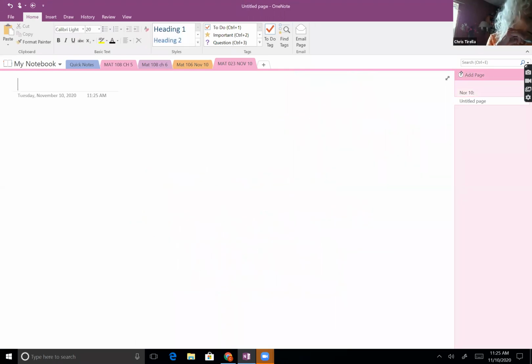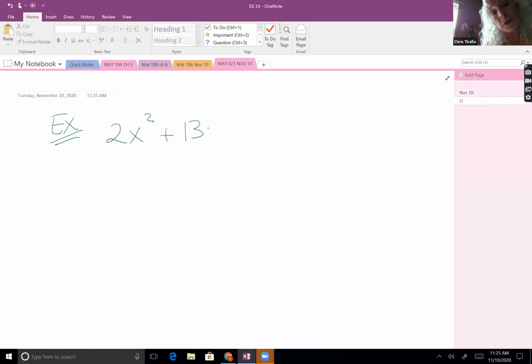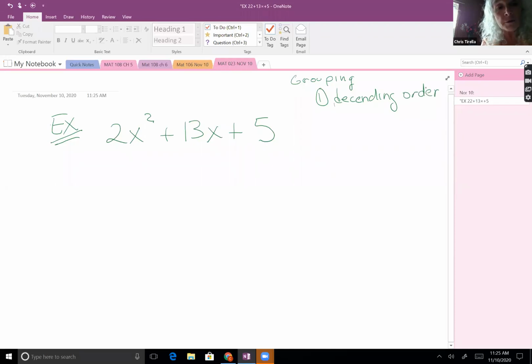So let's look at another example. Let's look at 2x squared plus 13x plus 5. And first of all, if we're doing it by grouping, it's important that it's in descending order. So is everybody all right? My exponents are going down. That's good.